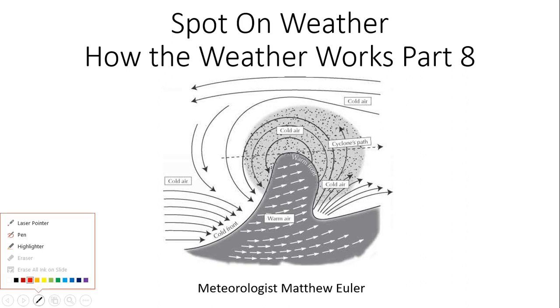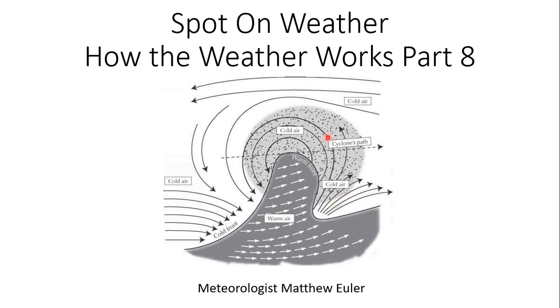And within this, you'll notice a lot of different arrows representing the circulation. In an area of low pressure in the northern hemisphere, the winds generally tend to blow counterclockwise around a low pressure center. And there are a lot of different air masses involved in the creation of a mid-latitude cyclone, and they play a large role throughout that mid-latitude cyclone's life.